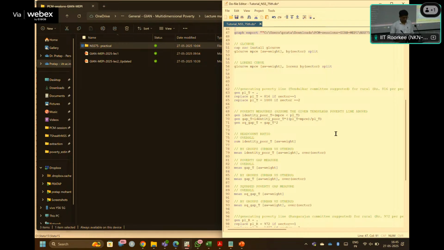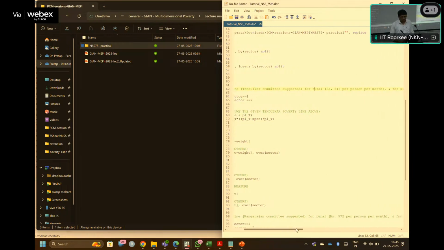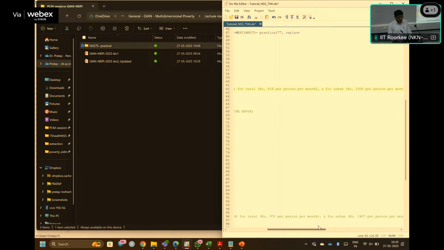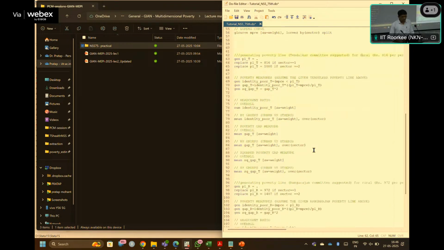These are the two files that were mentioned. To calculate the Tendulkar committee suggestions, we have used 815 rupees per person per month as the MPCE for the rural and 1,000 for the urban, as per the suggestions from the committee. Similarly, you can also estimate for the Rangarajan committee.